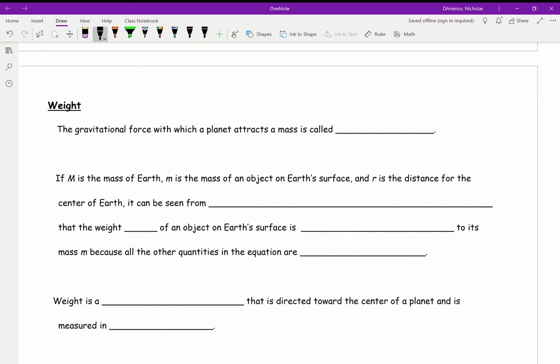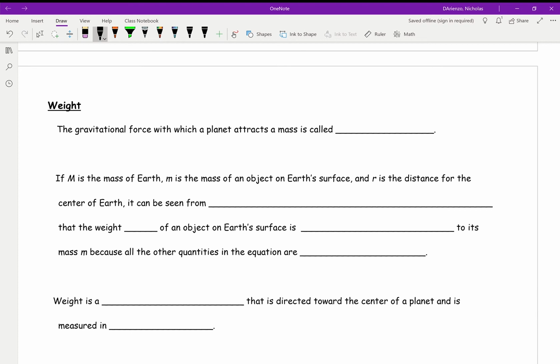So weight, we know, and we've talked about, and you've learned this throughout your years of schooling, changes depending on which planet you're on. If you go to the moon, you weigh less. Now, let's try and understand why.